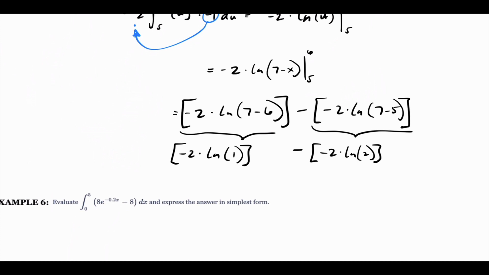Okay, so negative 2 times the natural log of 1 minus negative 2 times the natural log of 2. Well, the natural log of 1 we know. What is the natural log of 1? 0. So this guy is just going to be 0 minus. The natural log of 2 is some number that I don't know, so I'm just going to leave it as the natural log of 2. So negative 2 times the natural log of 2. Minus a negative, you're going to get 2 times the natural log of 2.